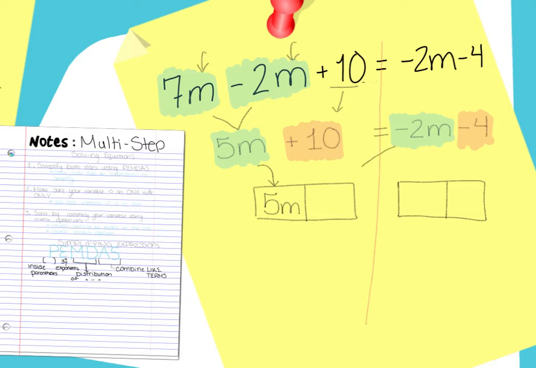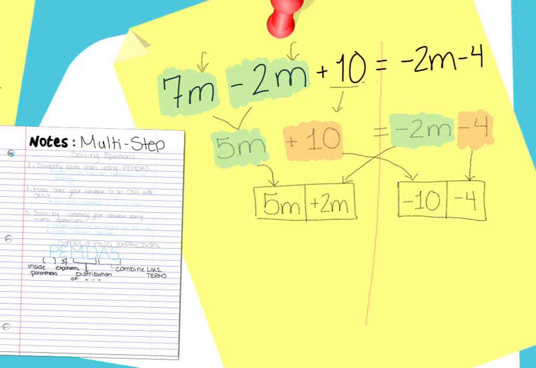The negative 2m actually crosses the line, so it changes from a minus 2m to a plus 2m. Please remember, we're just changing minus to addition and addition to subtraction. The negative 4 stays on its own side, and then the positive 10 crosses the line, so it's going to be minus 10 or negative 10.